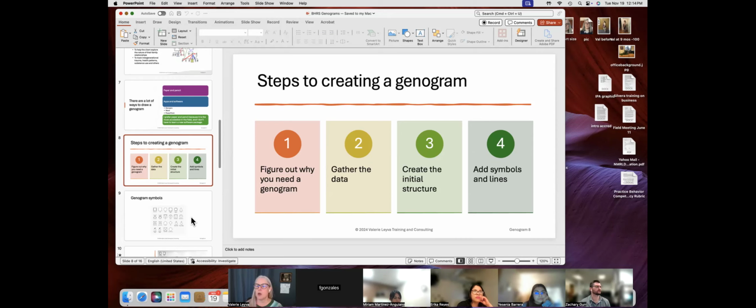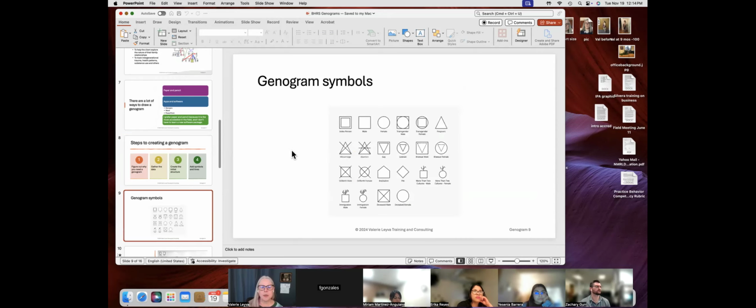So I'm going to go over some of the symbols that we use. Generally, it's recommended that you draw a 3-generation genogram. If you are younger, in your 20s, and don't have a primary relationship or children, draw yourself, your parents, and your grandparents.